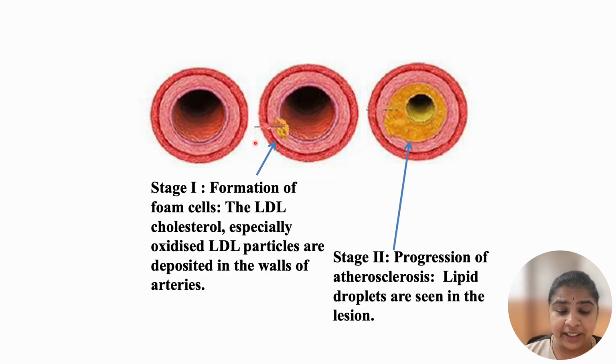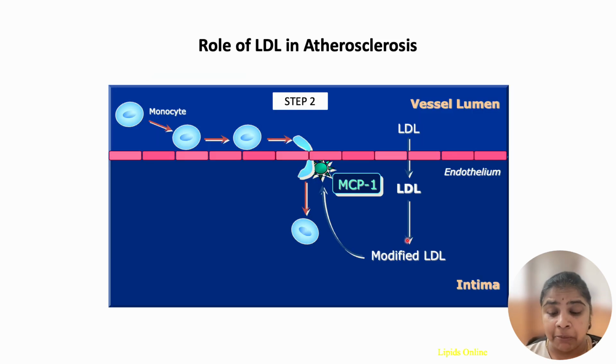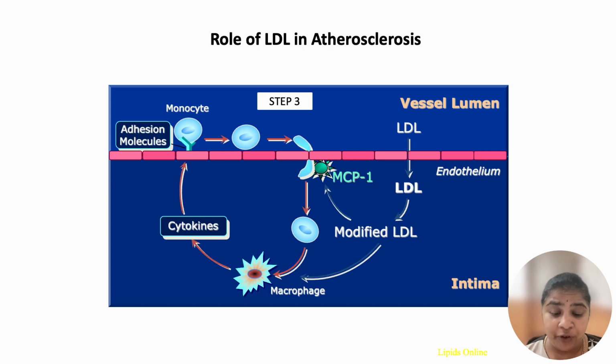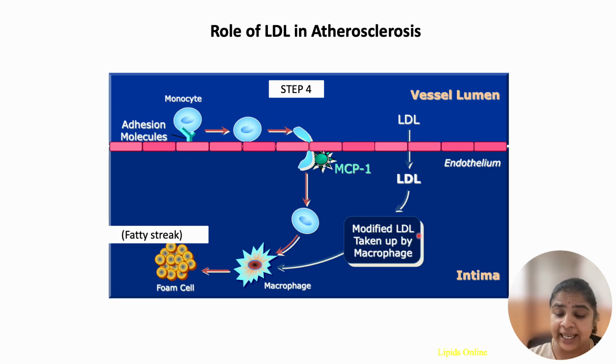If we are looking at stages of atherosclerosis, stage 1 is formation of foam cells. The oxidized LDL particles are getting deposited in the walls. Stage 2 is progression of atherosclerosis. So, this modified LDL is pro-inflammatory, so it stimulates many molecules. Monocyte chemoattractant protein is one, which leads to infiltration of macrophages into the vessel wall, and these macrophages in turn will take up LDL to form foam cells, and this gets deposited.